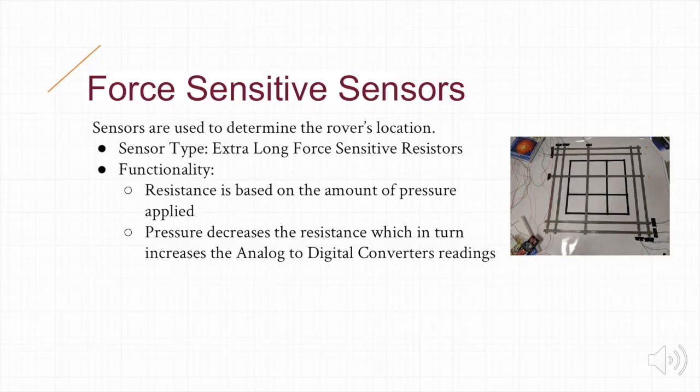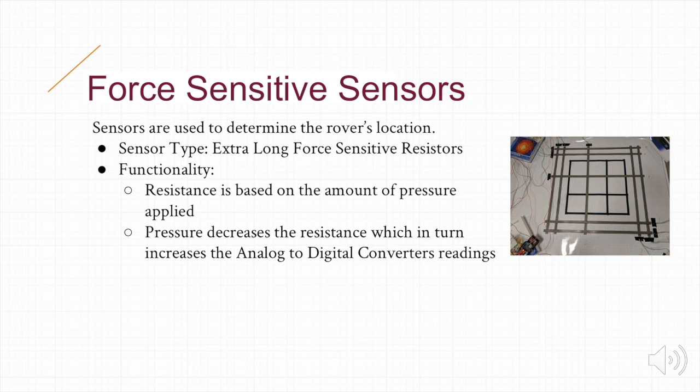Based on project specifications, we were unable to use the line follower array or overhead camera for rover navigation on our game board. To autonomously navigate the board, we used force-sensitive resistors to determine the rover's location. In total, 10 sensors were placed in a grid format around the game board. Each sensor has 2 pins.